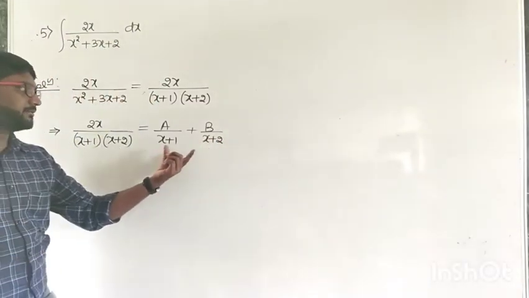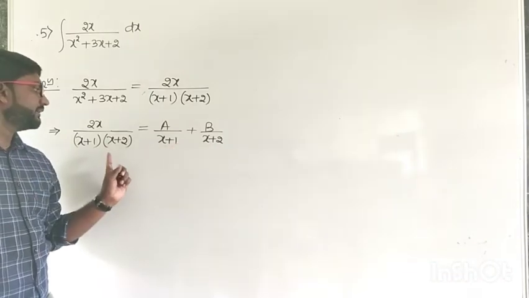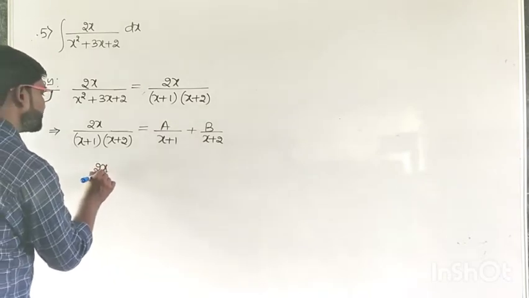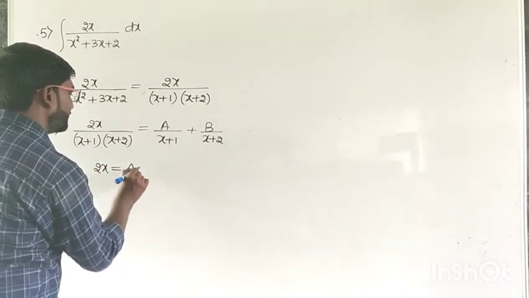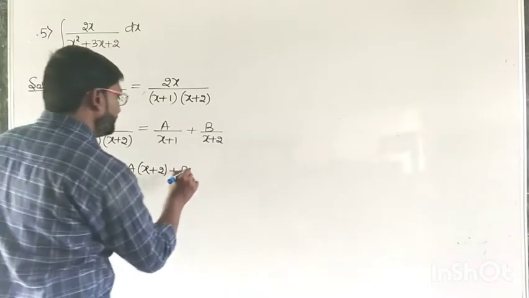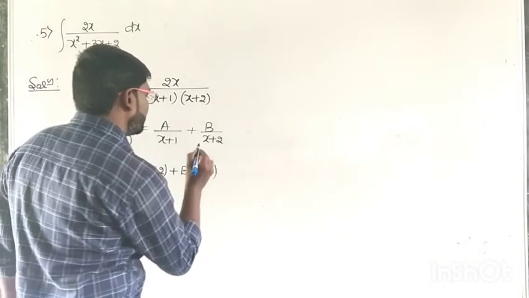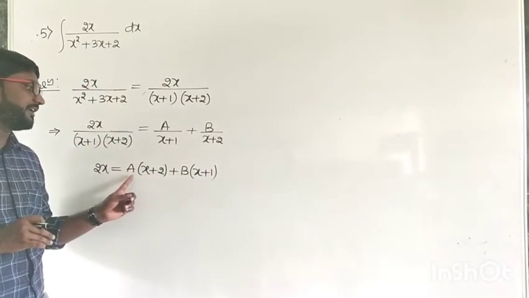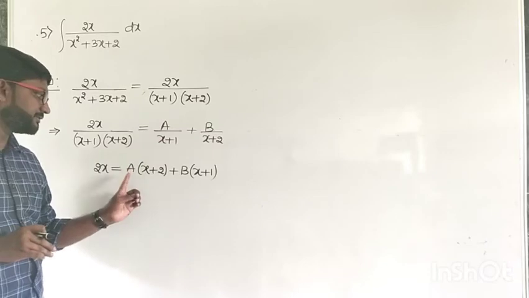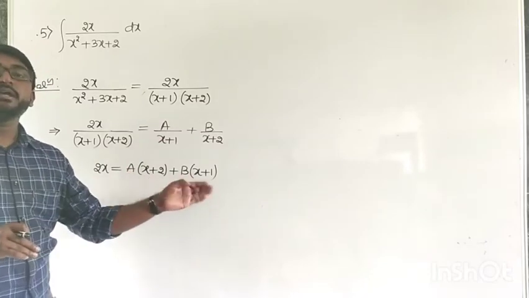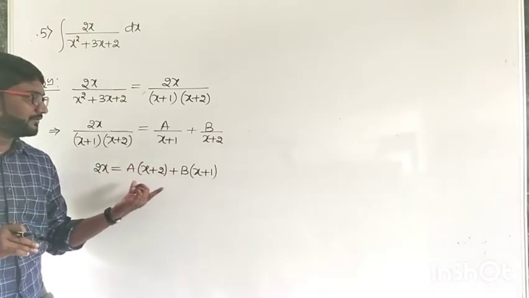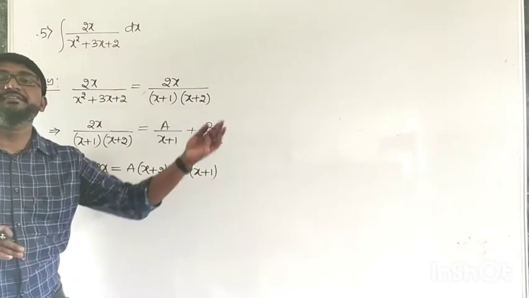Now we have to take up the LCM on the right hand side. Both the denominators of LHS and RHS get cancelled. I write the term directly now: 2x equals a into x plus 2 plus b into x plus 1. So now here we have to get the value of a and b. We can get these two by both the methods. The earlier one, that is multiplying a with these two and b with these two, and then equating the coefficient of x and the constant of both the sides. Or else you go for making any one term 0 and get the other term.